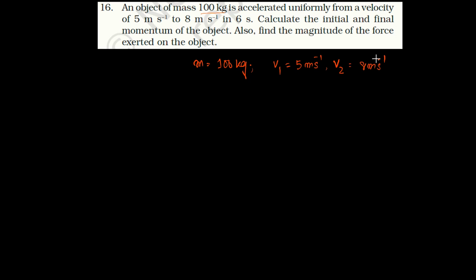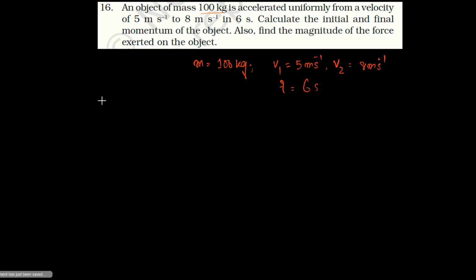Okay, simple. Now what is the time? T is given as 6 seconds, right? So calculate the initial and final momentum of the object and also find the magnitude of the force exerted on the object. We have to simply find out the initial momentum, that is, if V1 is the initial velocity and V2 is the final velocity, then for the initial velocity there is going to be an initial momentum, and for the final velocity we are going to get the final momentum.